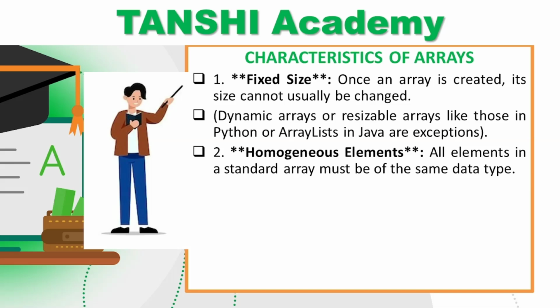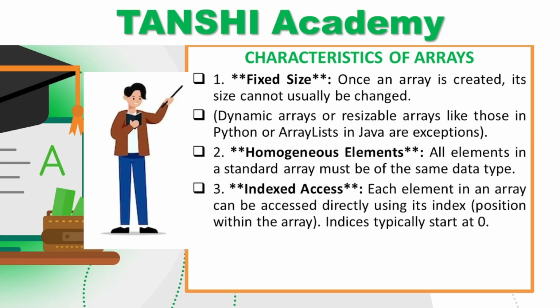Secondly, homogeneous elements. All elements in a standard array must be of the same data type. So we are saying that if you are declaring arrays of characters, then all the elements will be characters. If you are declaring arrays of integers, all of them must be integers.